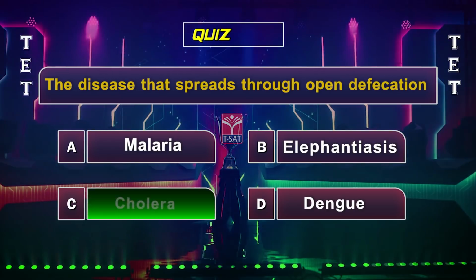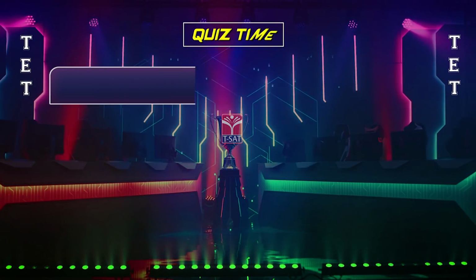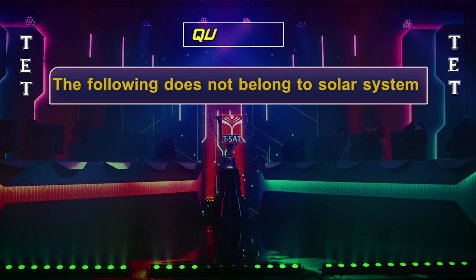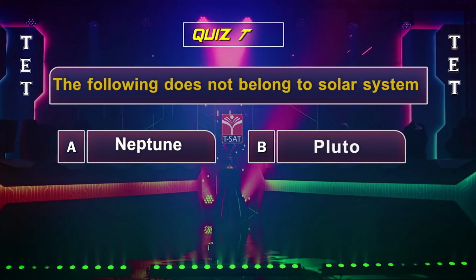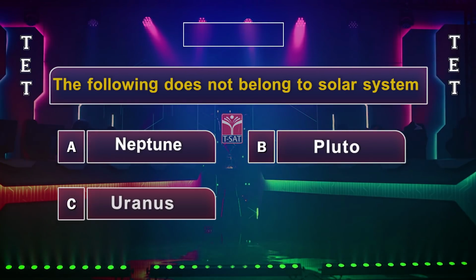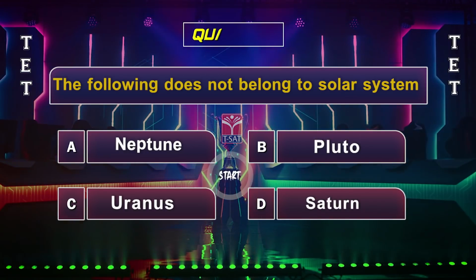The correct answer is option C, cholera. 24th question. The following does not belong to solar system. Option A, Neptune. Option B, Pluto. Option C, Uranus. Option D, Saturn. Your time starts now.